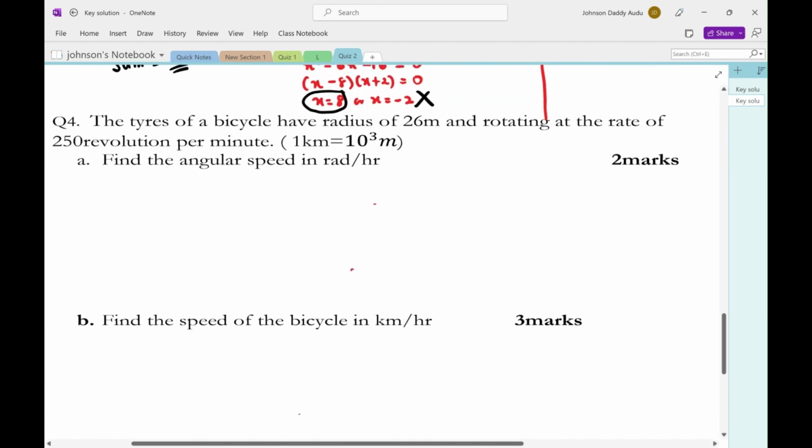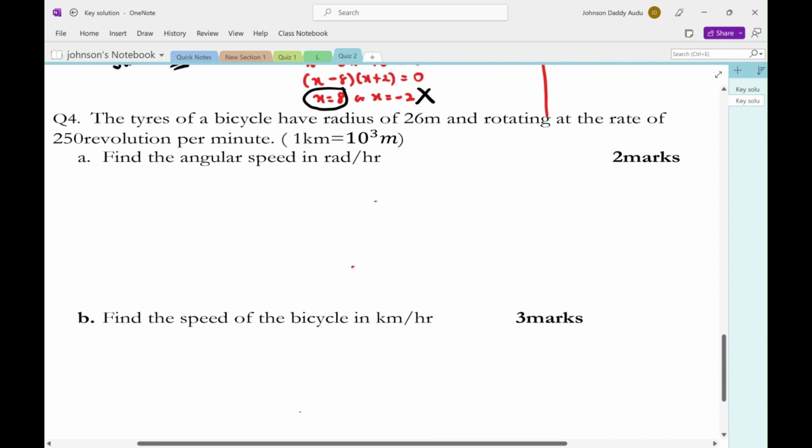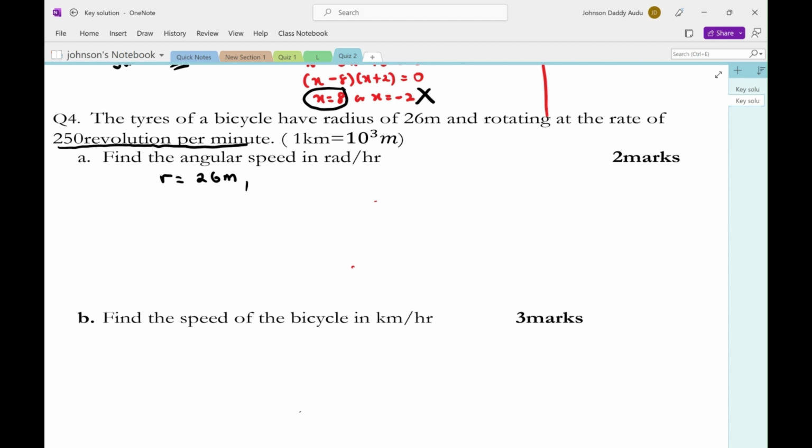Okay, so let's go to this circular motion. Now we have a tire of a bicycle with radius, so this is the radius of the tire, which is given to be 26 meters. And what else do we have? This tire is rotating at the rate of 250 revolutions per minute. So this is our angular speed, 250 rev per minute.